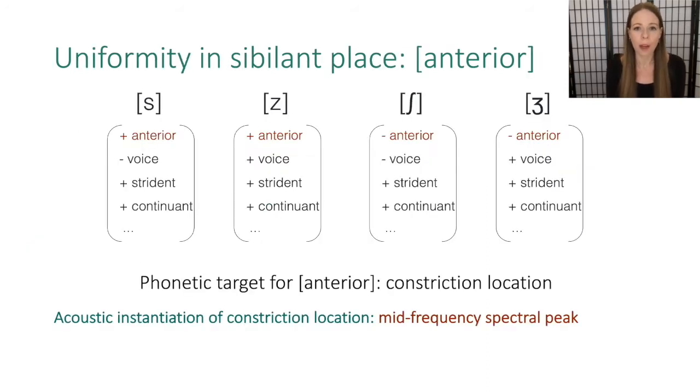So as I said before, American English has the segments sa, za, sha, and ja, and we'll assume they have something like the following feature matrices. The key thing is that sa and za share a place of articulation feature, which we'll call plus anterior, and sha and ja share the contrasting value, the minus anterior feature. And the phonetic target, again, will be the constriction location. As I said before, we're focusing, though, on acoustics, not articulation. So we need to identify an acoustic measure of the constriction location. A good candidate for this is the mid-frequency spectral peak.